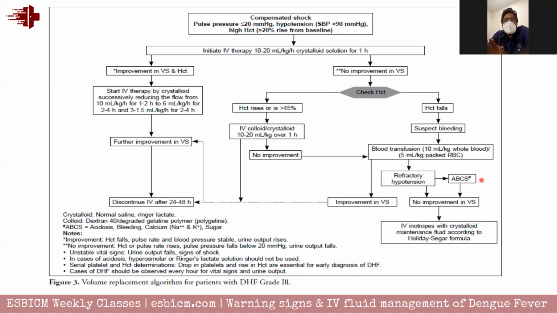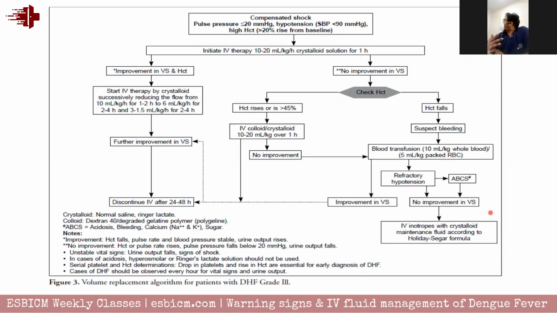What is ABCS? We have to look for acidosis, any bleeding, and we have to think about calcium and sugars. If the patient is getting acidotic, we have to give bicarbs, or if there is some bleeding, we have to think about transfusing platelets or FFP. Calcium supplement may be required because in viral myocarditis and such, contractility will be low, so we have to supplement with calcium.